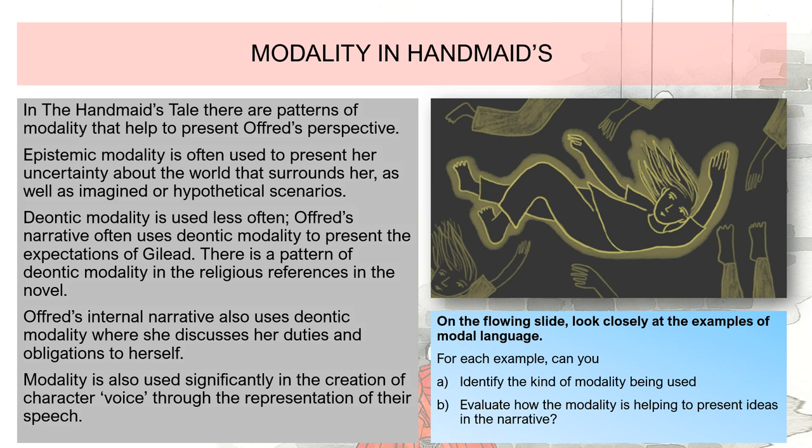Okay, on the following slide, you're going to look closely at these examples of modal language, and for each one the task is, A, to identify the kind of modality being used, whether epistemic or deontic, whether strong or weak, but also you might be able to give a description of the kind of modality in terms of permission, obligation, possibility, those words which help us explain the actual function of a particular modal. And secondly, can you evaluate how the modality is functioning to present ideas in the narrative?